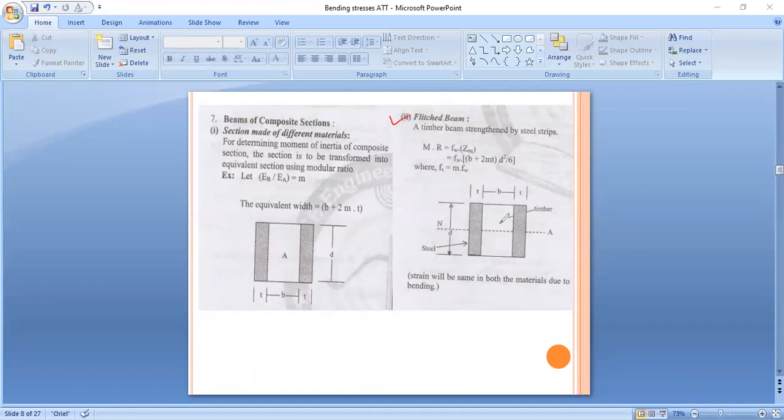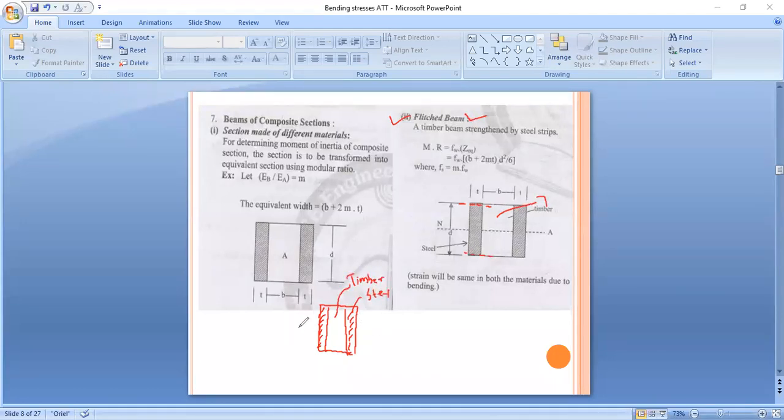So here this figure shows the timber material, and this hatched portion is the steel material. Now one different thing here in a flitched beam. Suppose our extreme fiber length is the same. For that I will draw a separate figure here and explain. Suppose this is our structure, and this beam is made up using two different materials. So this hatched portion is steel and this portion is timber. So this is a flitched beam.